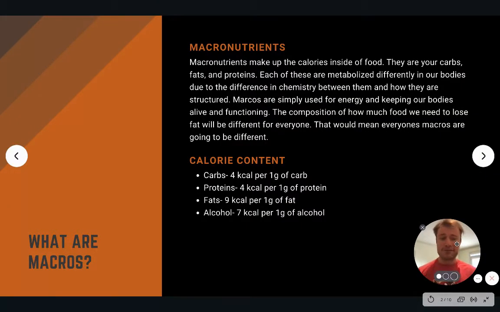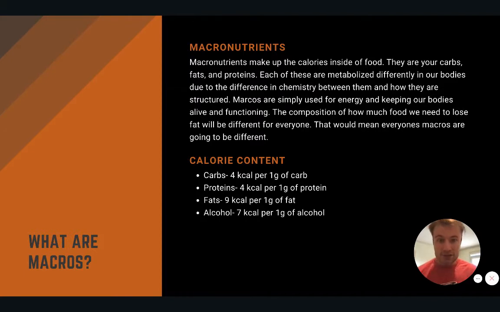What are your macros? As we know, your macronutrients are going to be making up your calories inside of your food, and they're made up of your carbs, your fats, and your proteins. Each of these are going to be metabolized differently in our bodies due to different chemistry between them and how they're structured. Macros are simply used for energy and keeping our bodies functioning. And the composition of how much food we need to lose fat will be different for everyone.